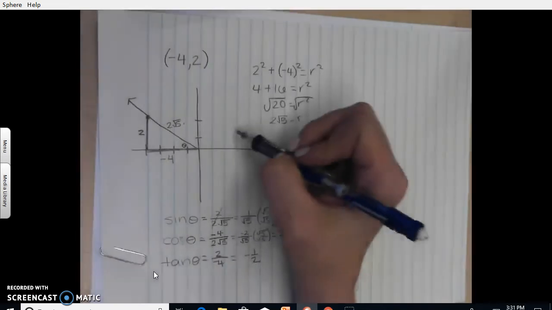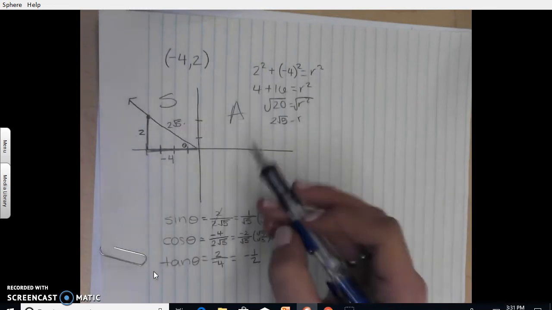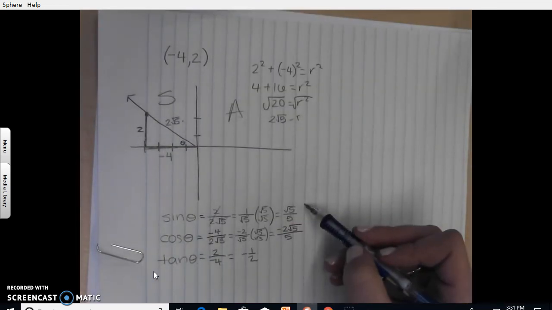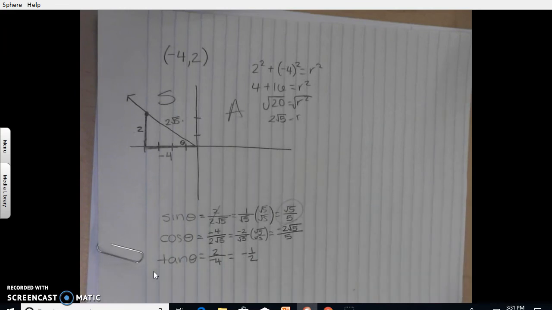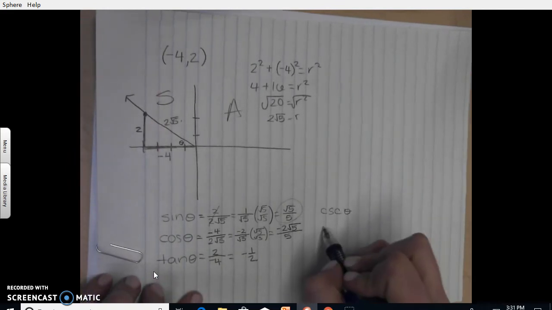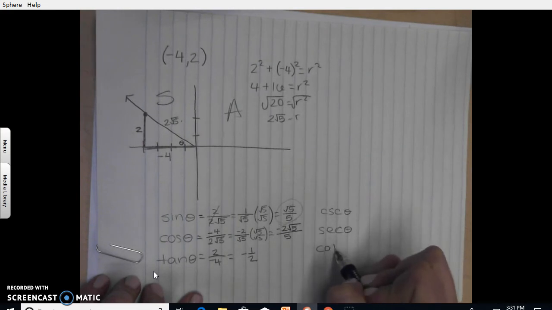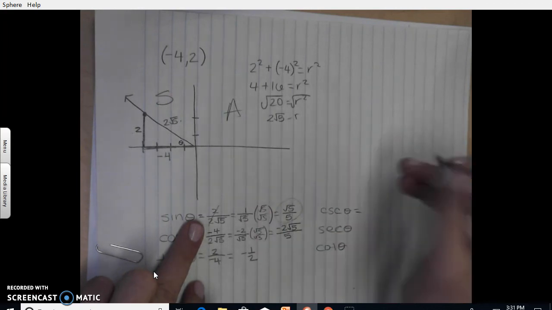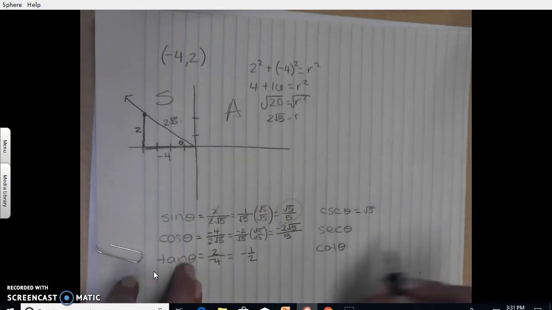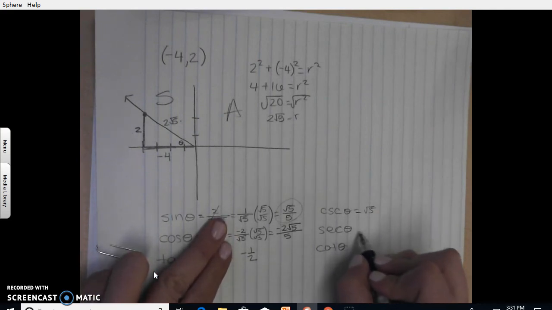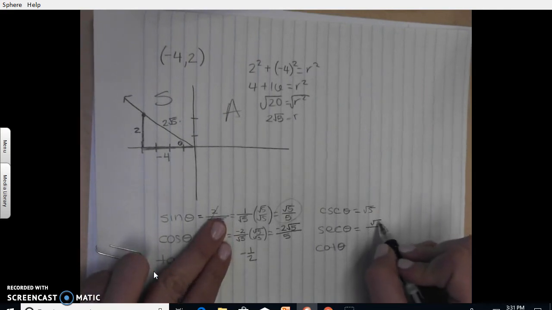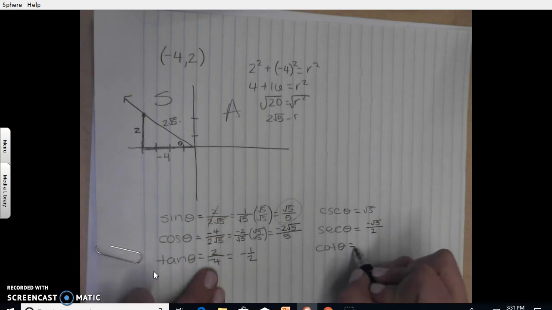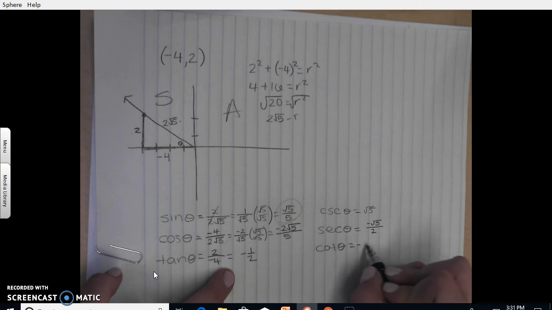So just like we said before, all students, sine is positive in my second quadrant, just like it is in my ratio. Cosine is negative, tangent is negative because it is not sine, or cosecant. I'm going to take 1 over root 5 and flip it to get root 5 over 1. Secant, I'm going to take -2 root 5 over 5, flip it, and get negative root 5 over 2. -1/2 flipped is -2.